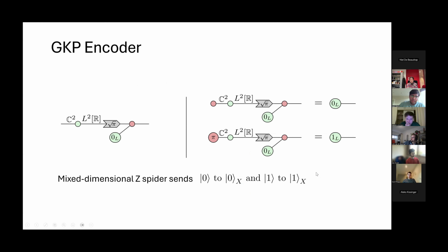Now, we can actually define this mixed dimensional Z spider, which is taken from the mixed dimensional ZX calculus and generalized to the infinite case, where you canonically map ket 0 and ket 1 to ket 0 and ket 1 in the position basis. This is an arbitrary choice, but it's a very nice one because this corresponds to your encoder, and you get some nice rules with this mixed dimensional Z spider as well.